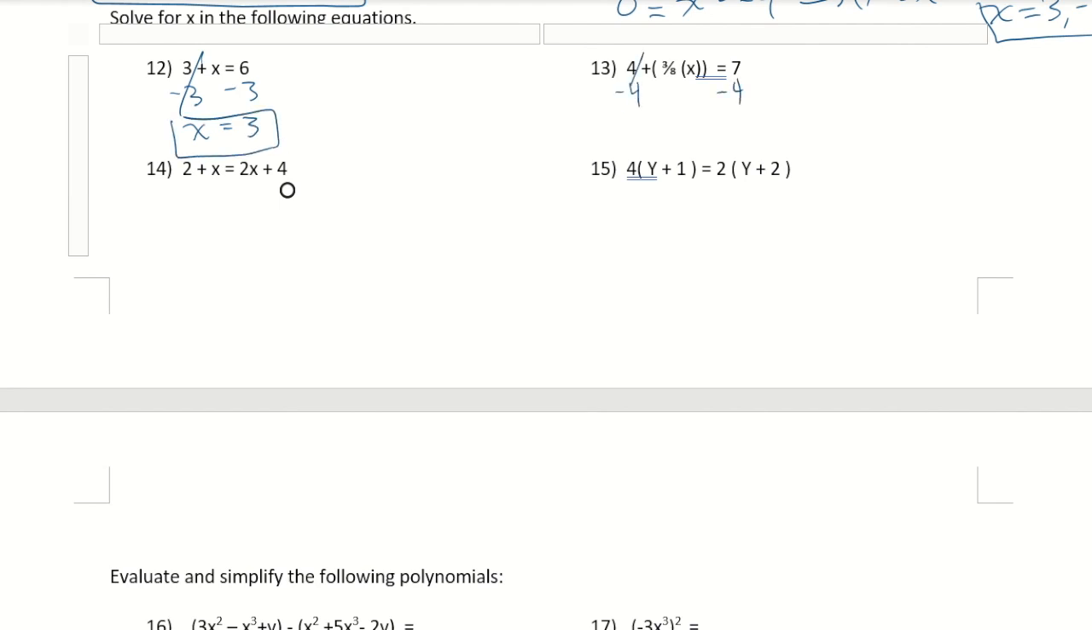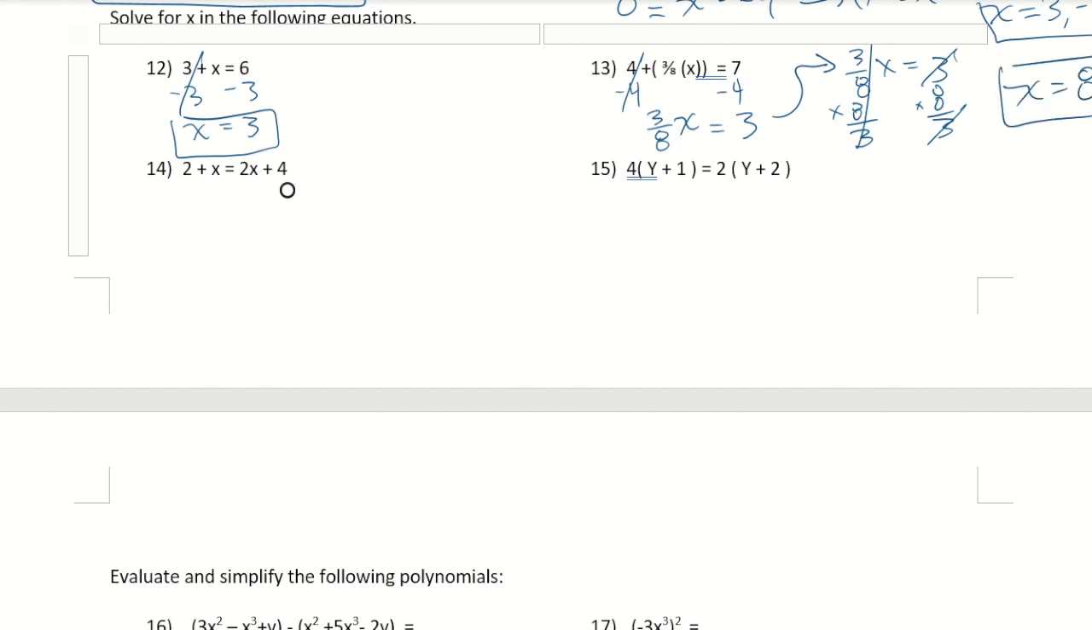Let's see, on this one we've got -4, so 3/8 x equals 3. So then you just multiply both sides by 8/3, so we can cancel that 3/8 out. And 3 times 8 is 24, divided by 3 is 8.